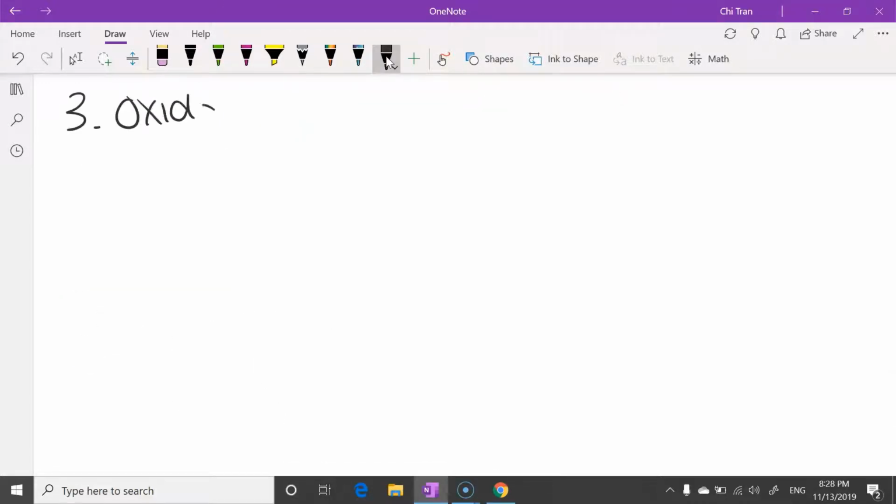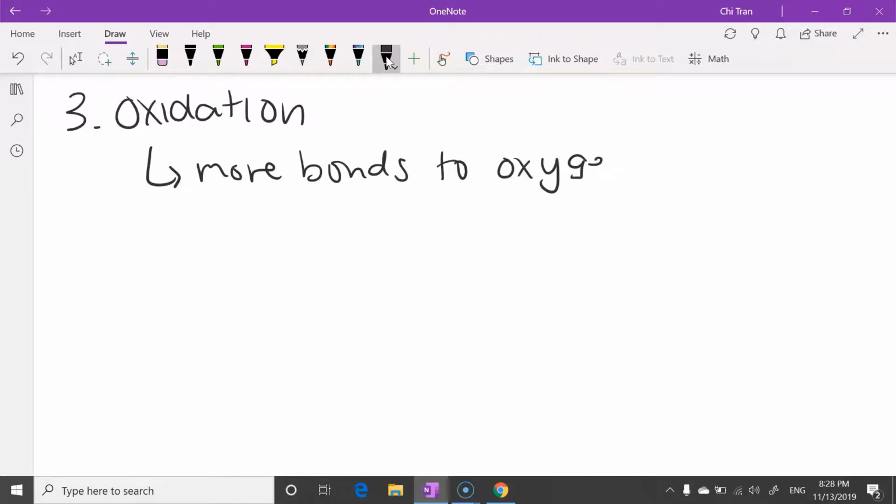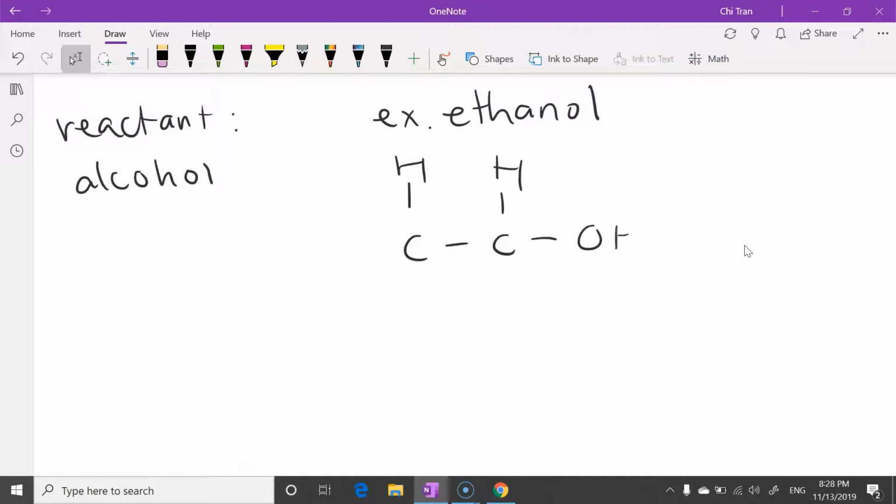Thirdly is oxidation. And oxidation doesn't necessarily mean an addition of oxygen, but it also means there are more bonds created to the oxygen atom. Reactant can be an alcohol because there is one bond to oxygen, and so let's use an example of ethanol.